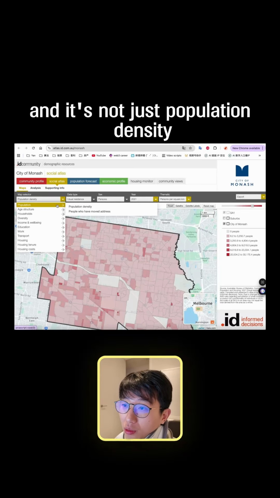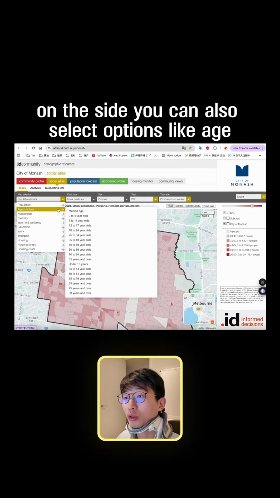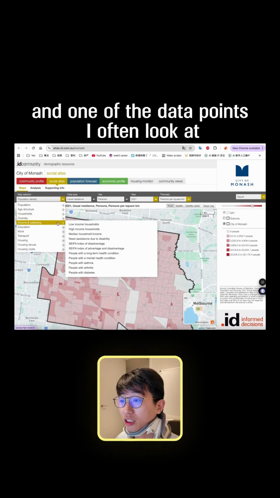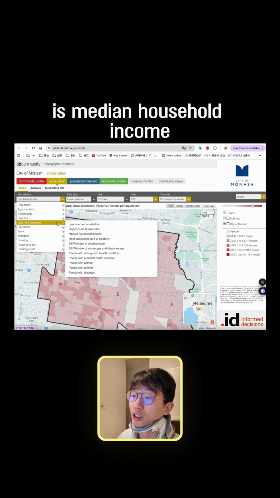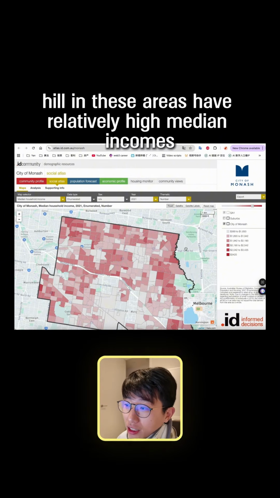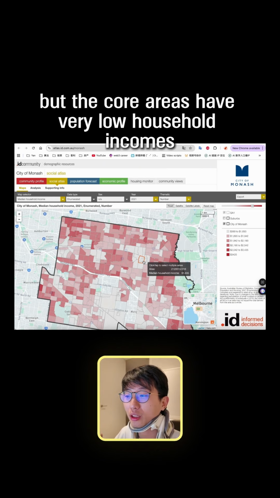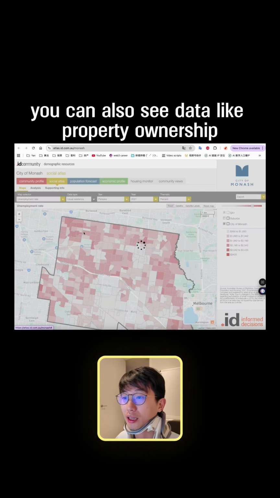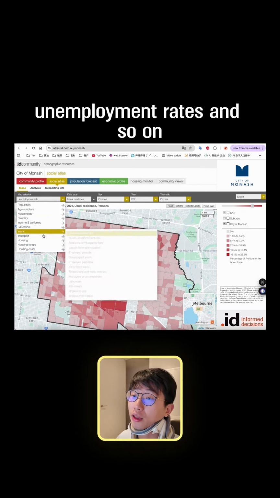And it's not just population density. On the side, you can also select options like age, family, ethnicity, and one of the data points I often look at is median household income. What's interesting is that Ashwood, Hill and these areas have relatively high median incomes, but the core areas have very low household incomes. Think about why that is. I won't say more. You can also see data like property ownership, unemployment rates, and so on.